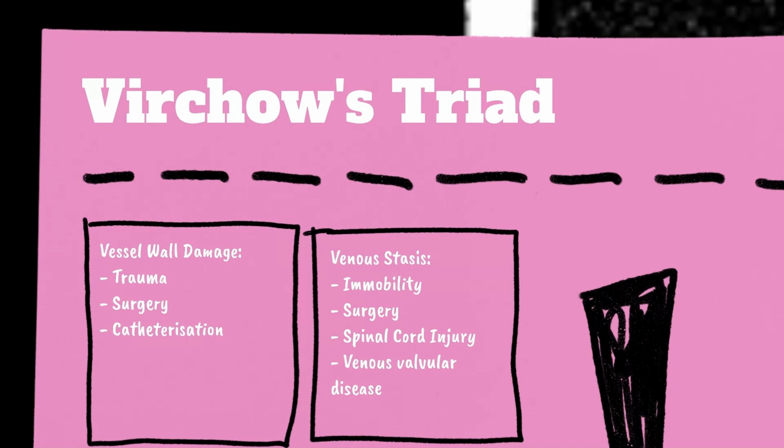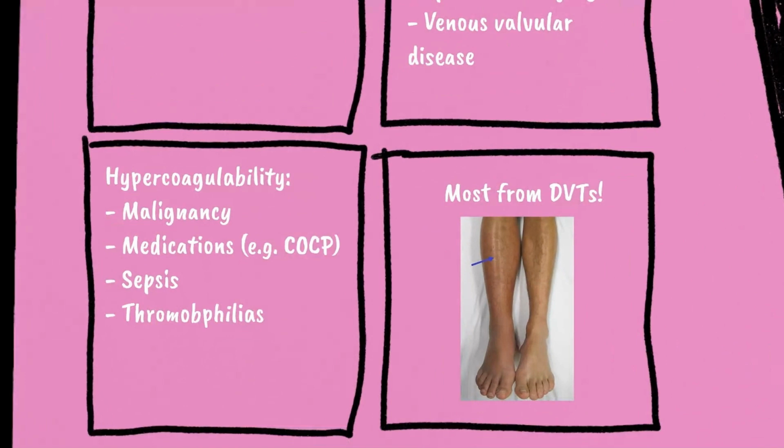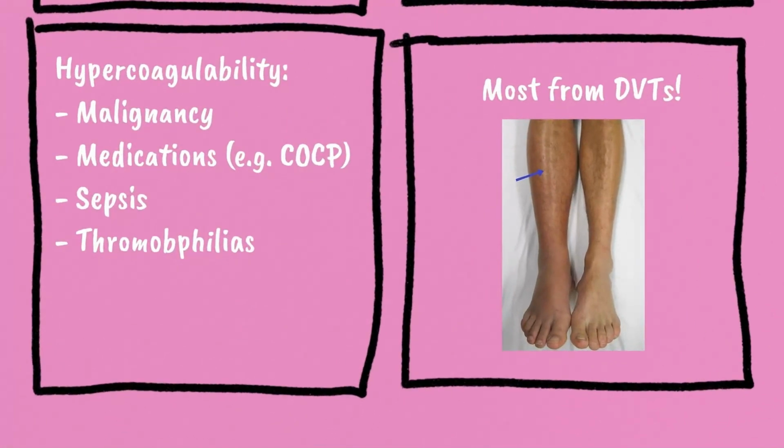vessel, venous stasis, this can be caused by things such as immobility, surgery or spinal cord injuries, and then hypercoagulability, and this can be secondary to mechanisms such as malignancy, some medications such as the combined oral contraceptive pill, sepsis, and other inherited thrombophilias. These above factors lead to clot formation and become important later on when we start to think about risk stratification scores for pulmonary embolism.